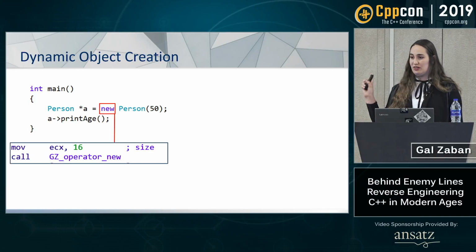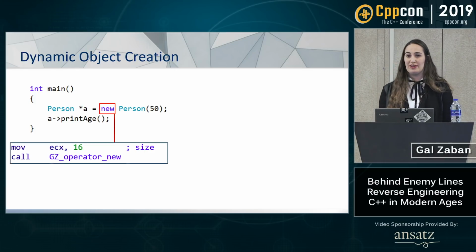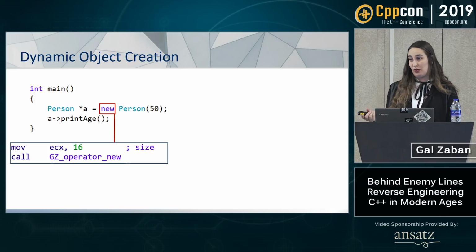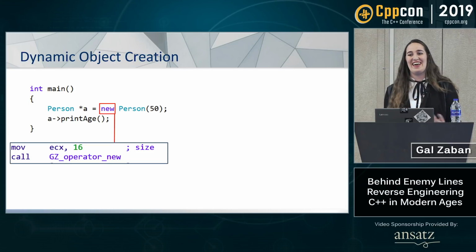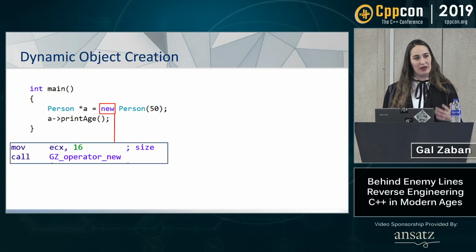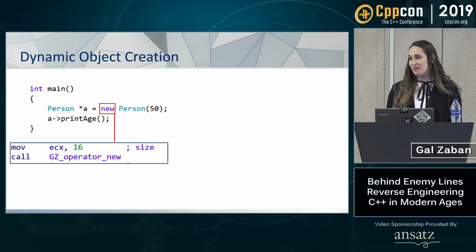I will also mention the weird name that you can see there. You can see a GZ underscore and operator new. The reason is that GZ is my initials. Whenever I change the name of a function, I add my initials in order to see the differences between symbols in binaries and the functions that I changed. So when you see a GZ at the beginning of function names in my slides, it is because this is a name I changed.